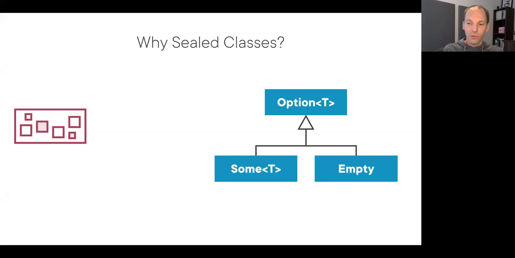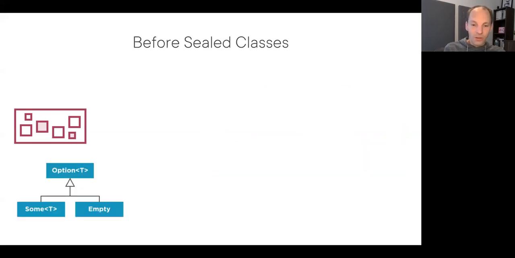Now, there are not really great ways to model this currently in Java. There are some tricks, and I'll show one, but in general, it's not really supported. And if you would make option final, for example, which is the only restriction we currently can place on inheritance, it would mean that there couldn't even be any subclasses of option. So that's definitely not a solution here. So what can you do?